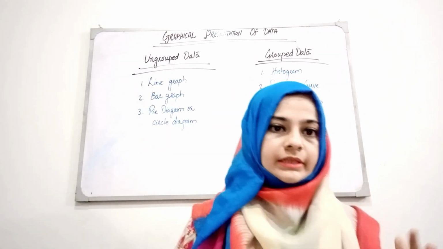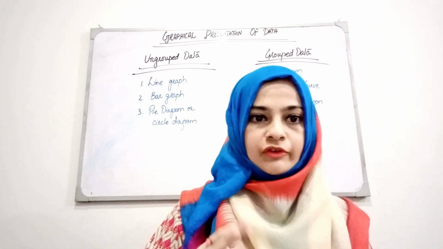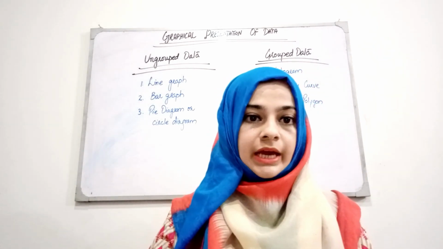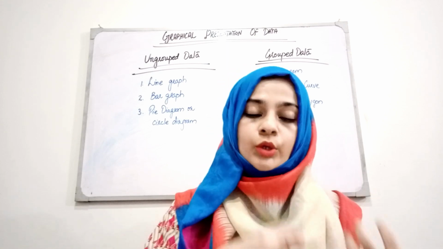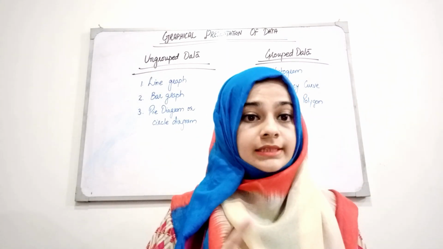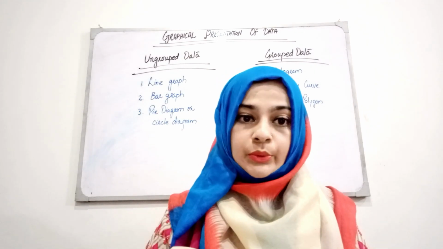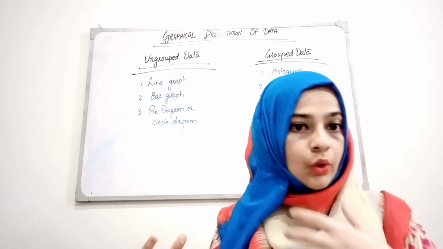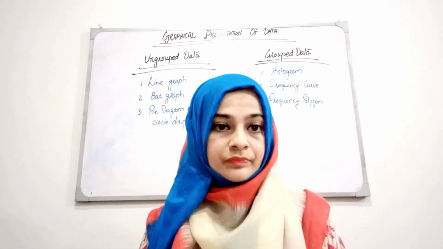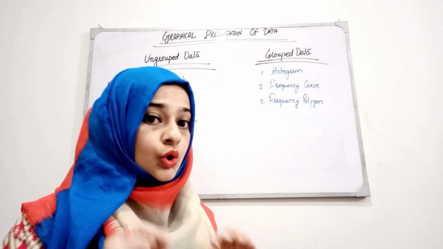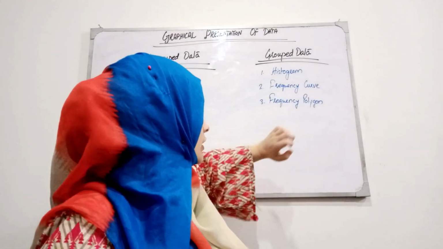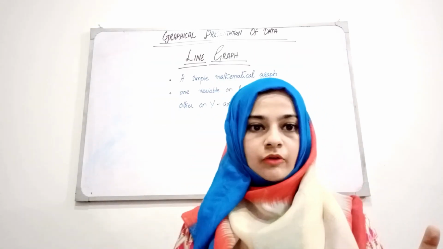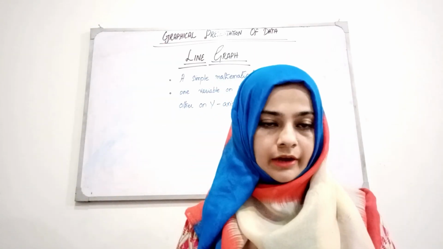Also remember that the data is further divided, from quantitative and qualitative data, into subtypes known as ungrouped data and grouped data. When the data is ungrouped, we use the line graph, bar graph, and pie diagram, which is also known as the circle diagram. And when the data is grouped, we use the histogram, frequency curve, and frequency polygon. Okay, now first we are starting with the line graph.